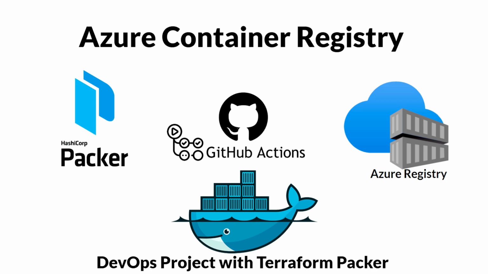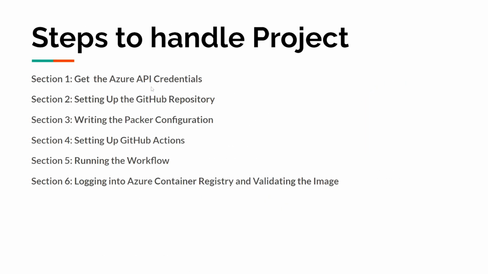We'll take the example of a complete DevOps project where we use a GitHub repository with GitHub Actions, which will auto-trigger your CI/CD pipeline, and the code will go to HashiCorp Packer, which will build your Docker image using Ubuntu 20 and push it to the Azure registry. So let's start with what we are going to discuss in this session.